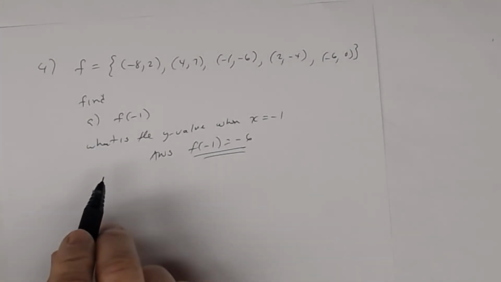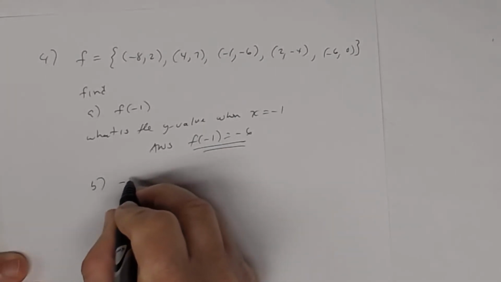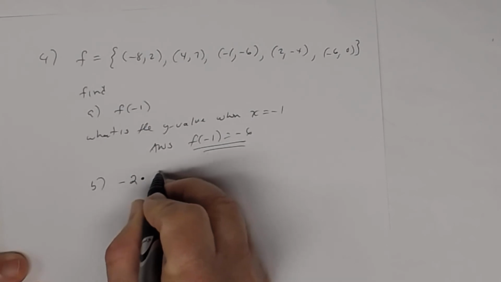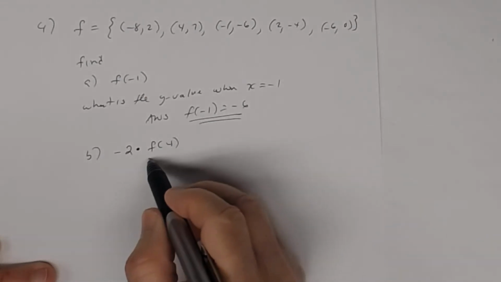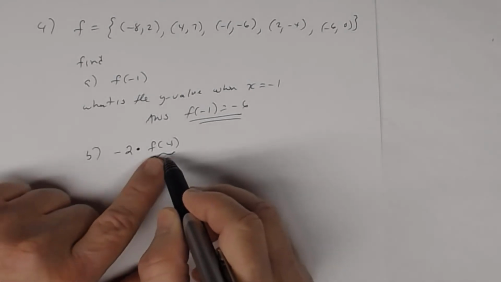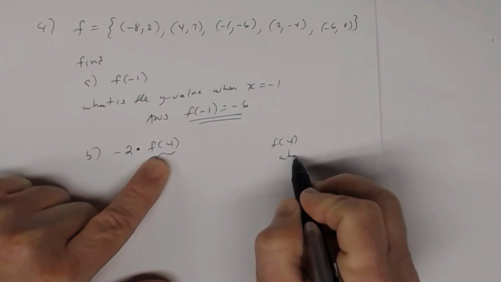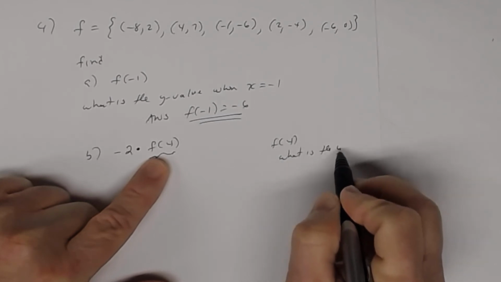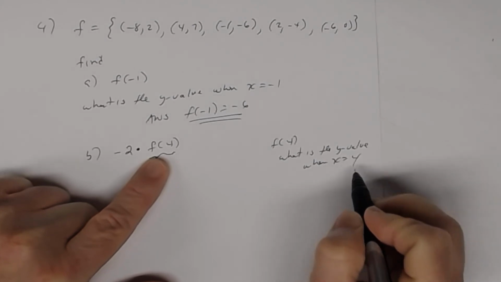You've had this idea in a previous lesson. Letter B, I want to find negative 2 times f of 4. So remember, this is multiplication. First thing I have to do is find f of 4. Remember what f of 4 means: what is the y value when x equals 4?